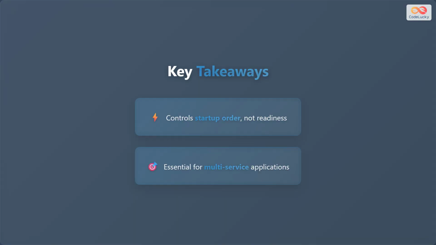Here are the key takeaways about Docker Compose depends_on. It primarily controls the startup order, not readiness of containers. It is essential for multi-service applications where the order of startup matters.